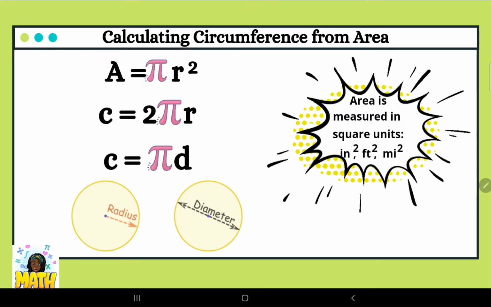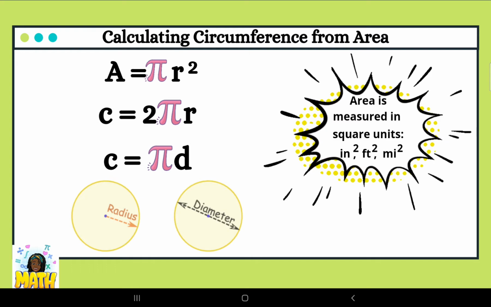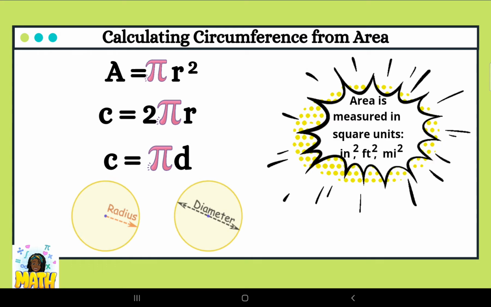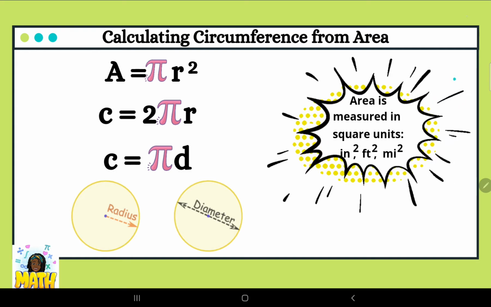Here are our formulas that we've been working with. Area is equal to pi r squared. Circumference is equal to 2 pi r, where r represents our radius, or pi d, where d represents the diameter. Our area is measured in square units, for example, inches squared, feet squared, miles squared, and so on.